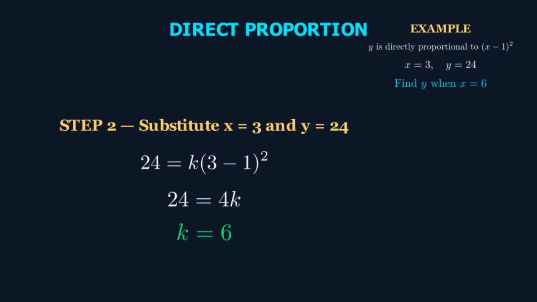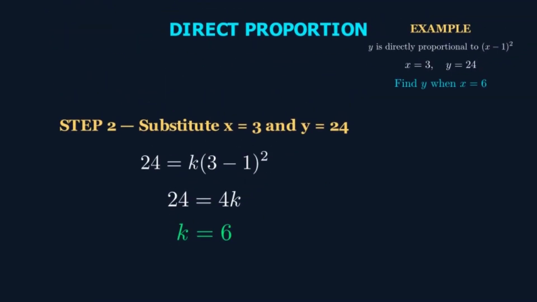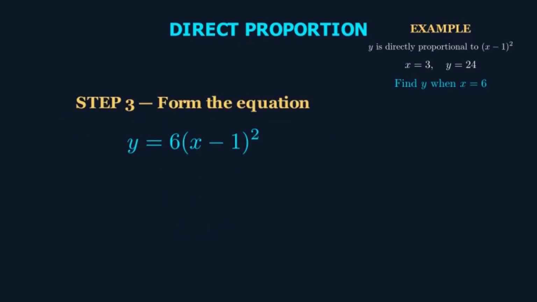3 minus 1 is 2 and 2 squared is 4. Therefore, 24 equals 4k. So k equals 6. Now we know the constant of proportionality. Step 3. Form the final equation. Substituting k equals 6 gives us y equals 6 times x minus 1 all squared.